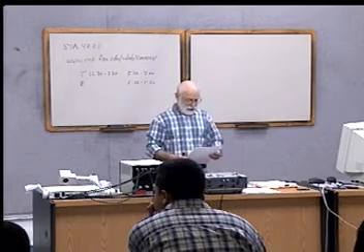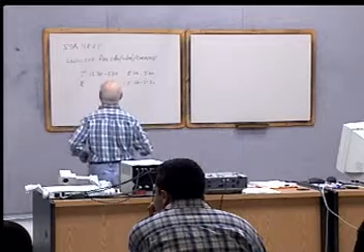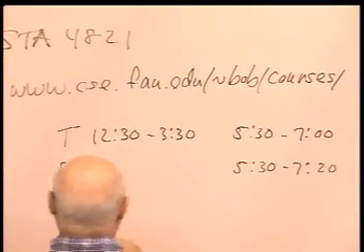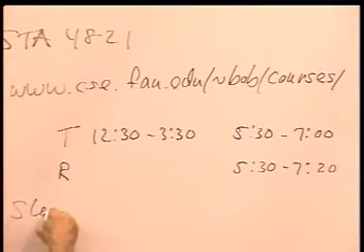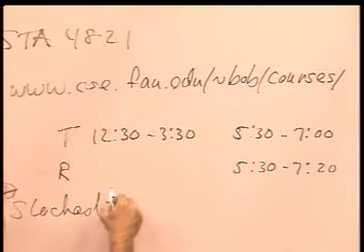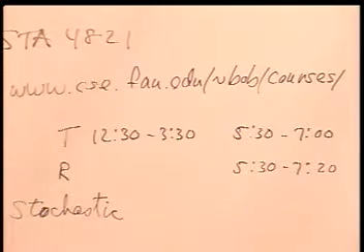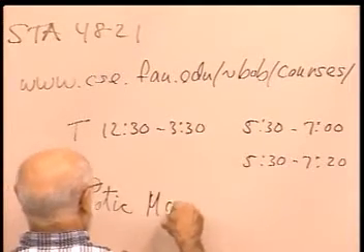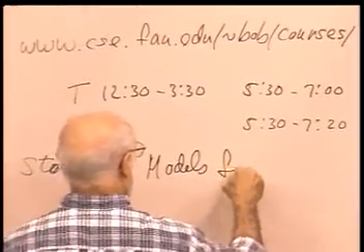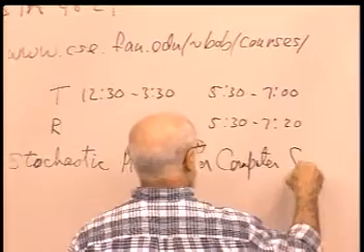Now, the name of the course, maybe I should say something about that. This is called Stochastic Models for Computer Science. Stochastic. It seems that people have a lot of trouble with the word stochastic. So maybe one of the main requirements for the course is that by the end of the course, you've got to be able to pronounce the word stochastic. Stochastic models for computer science.